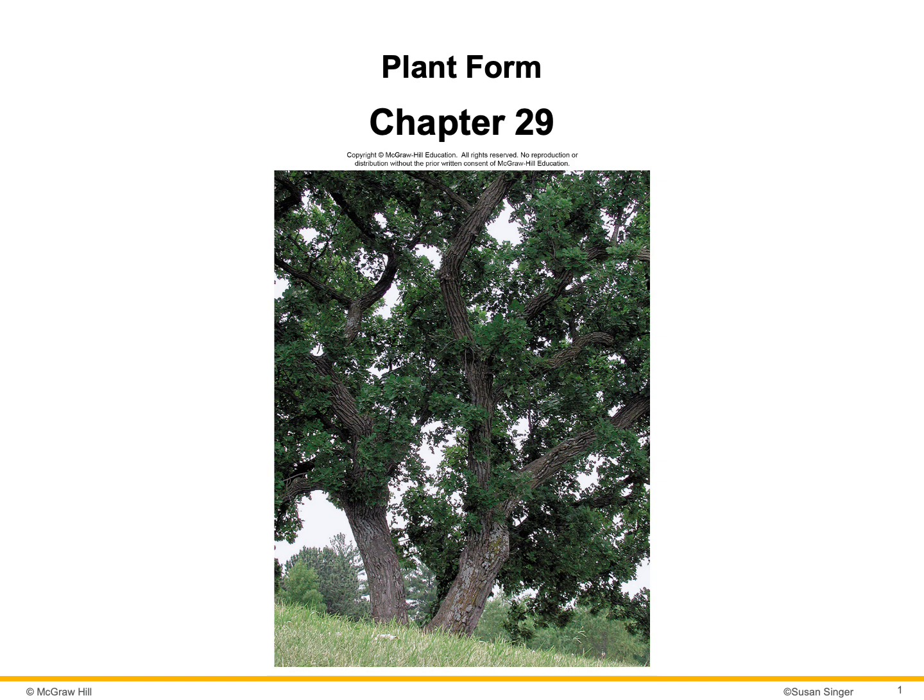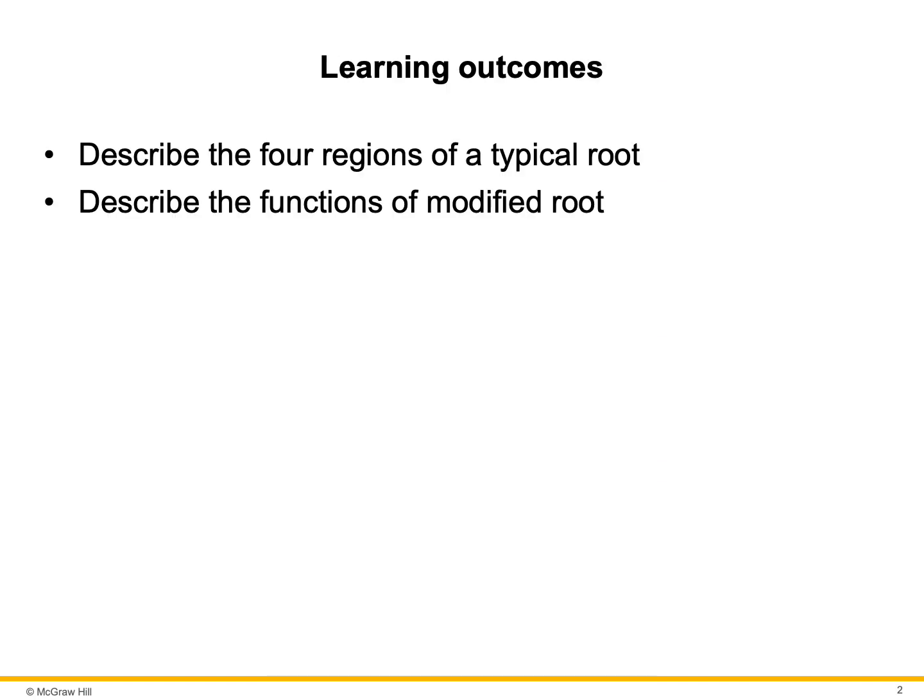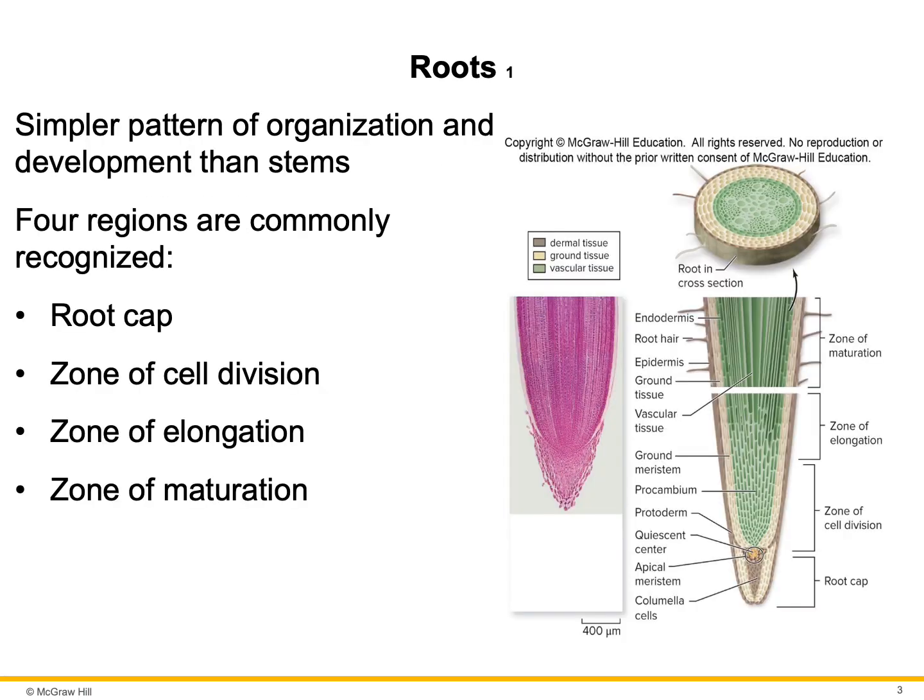Today we are going to learn about roots. At the end of this lecture you should be able to describe the four regions of a typical root, and describe the functions of modified roots. Roots anchor the rest of the plant body to the soil and help to take up water and other nutrients from the soil. Roots, compared to stems, have a simpler pattern of organization and development.